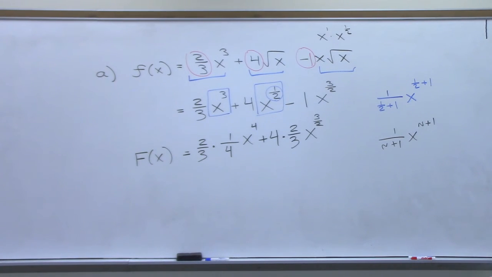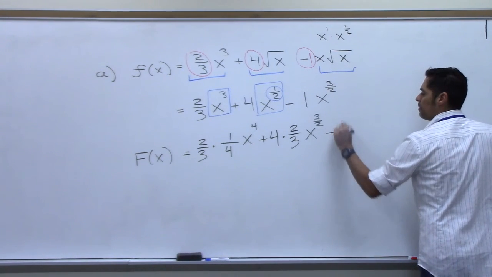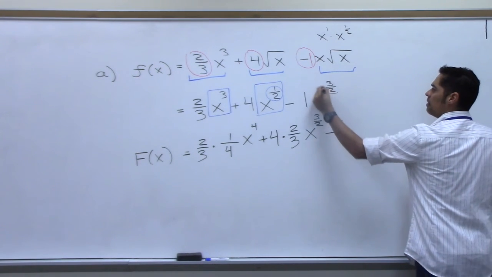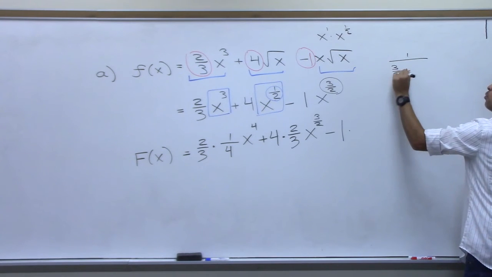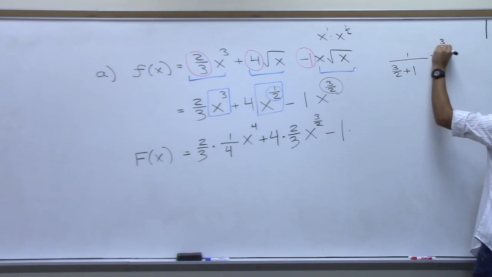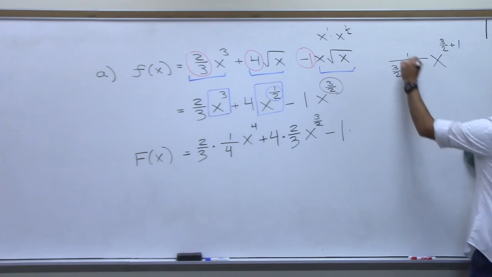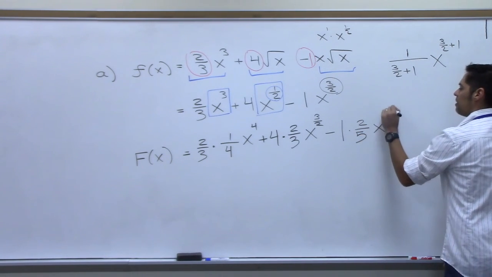We're not done though. We have this last one, negative 1 coming for the ride. n for us here is 3/2. 1 over 3/2 plus 1, x to the 3/2 plus 1. So what is 3/2 plus 1? 5/2. So 1 over 5/2 is 2/5, x to the 5/2.